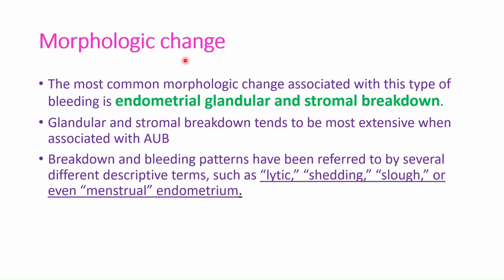Now, what are the morphological changes we can see under microscope? So, these changes are associated with the endometrial glandular and stromal breakdown, and they are extensively associated with AUB. Breakdown and bleeding patterns have been referred to by several different descriptive terms such as lytic, shedding, slough or even menstrual endometrium.